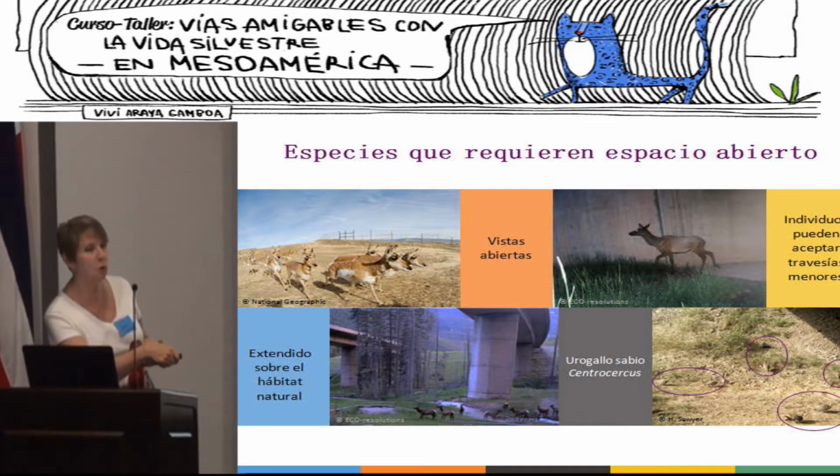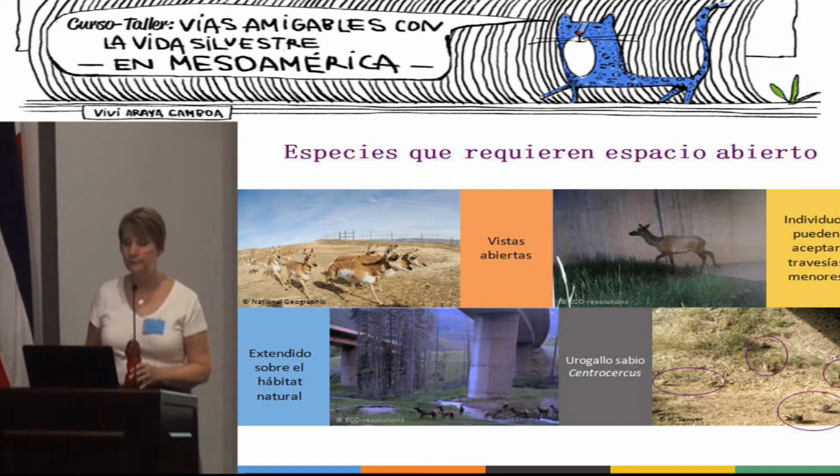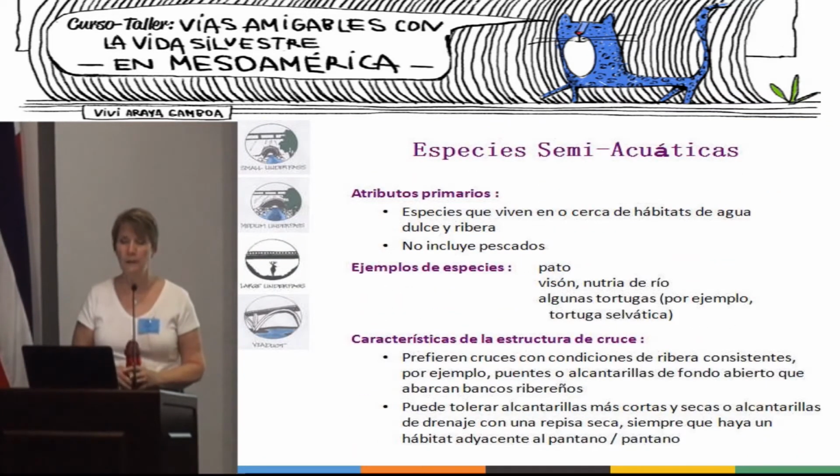These are sage grouse, which are large gallinaceous birds that live in open sage country, and they seem to like a large underpass. They're okay with that. They can see through it.